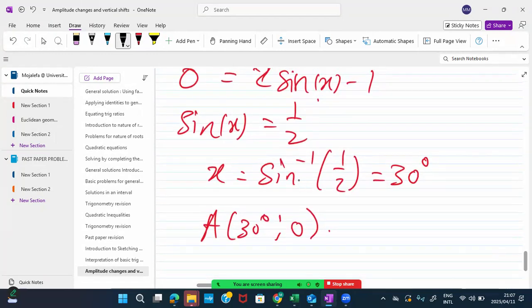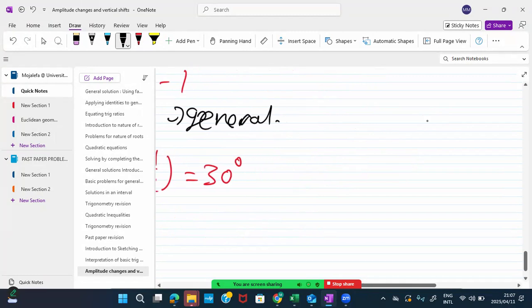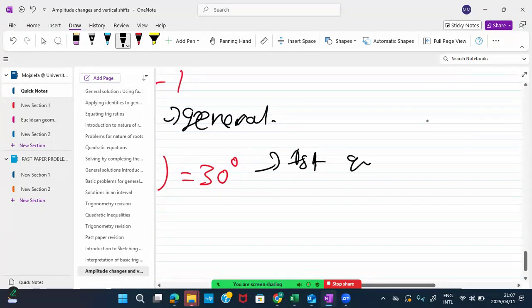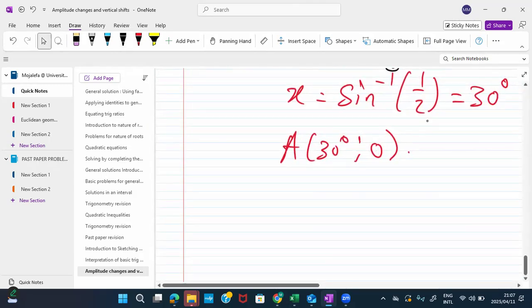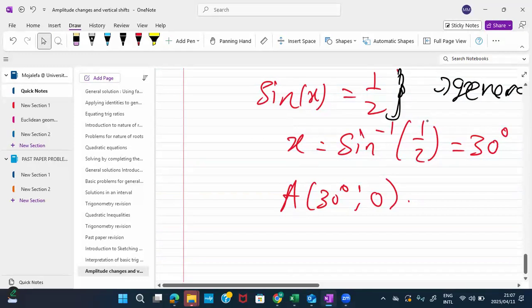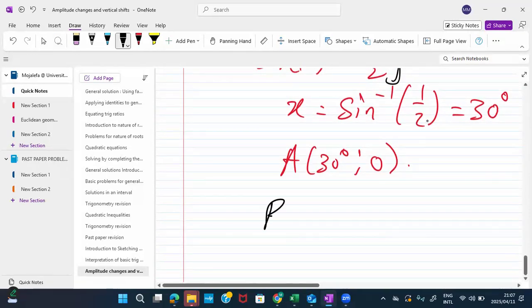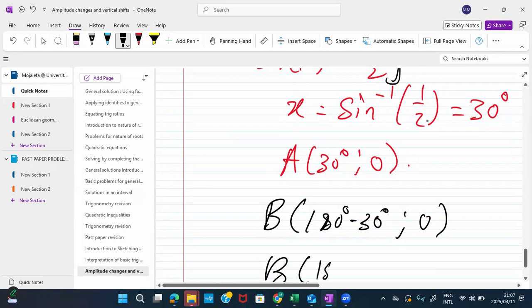So that means when you are here, remember that it's a general solution. You've got this 30 degrees, an angle in the first quadrant, and it's also a reference angle. You are solving for an angle in the second quadrant. How do you find the general solution for an angle in the second quadrant? B is going to just be 180 degrees minus the reference angle. So it's going to be 180 minus 30, 0. So B is 150 degrees, 0. Do you see that?